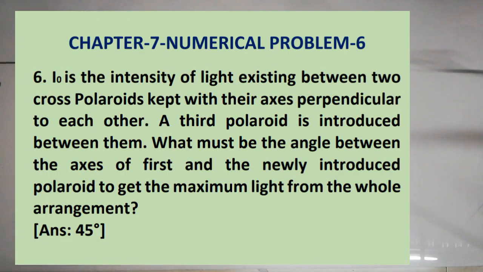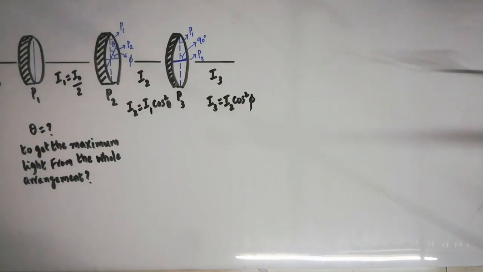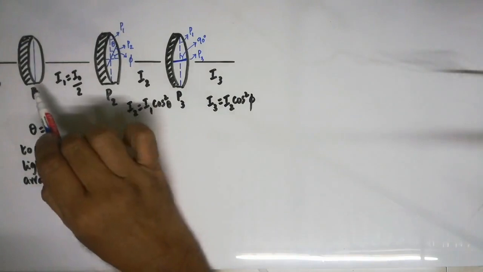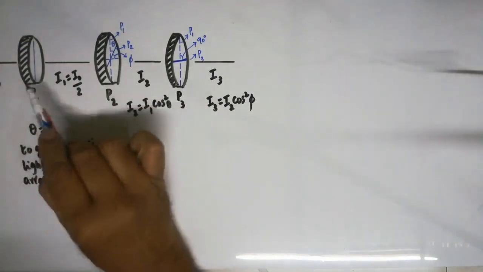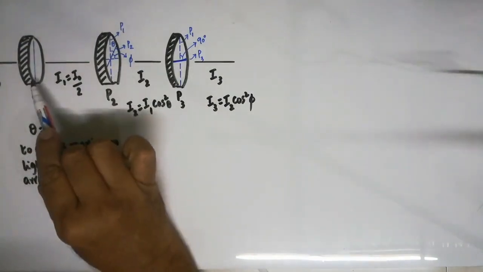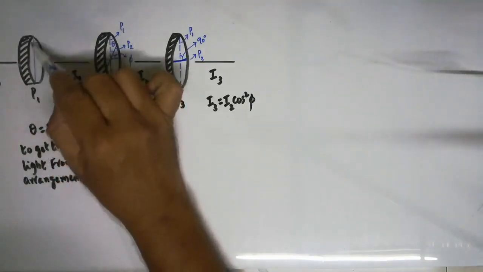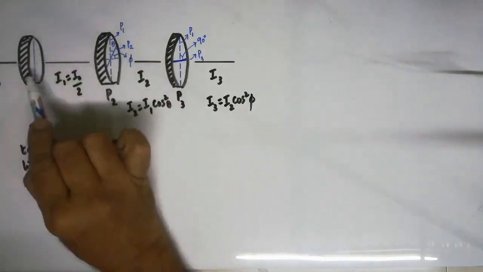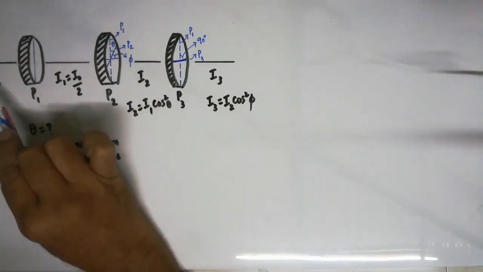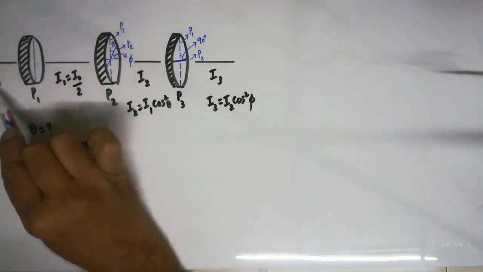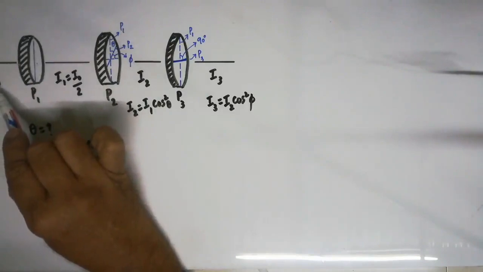Now we are going to solve problem number 6 in chapter 7. Look at the diagram. Here three polaroids are used. First, the polaroid number 1, its transmission axis is drawn vertically through the first polaroid. Some amount of light is passing through that. The intensity of the incident light is taken as I0.